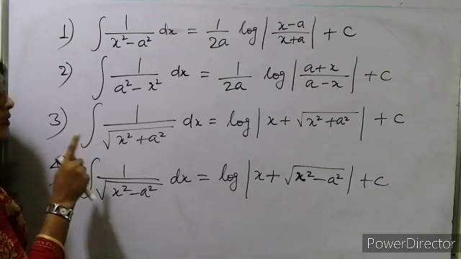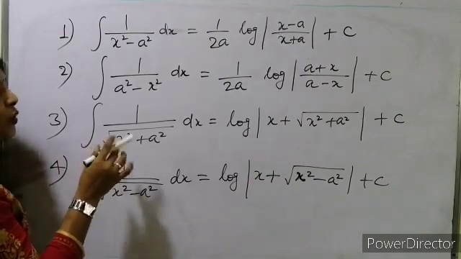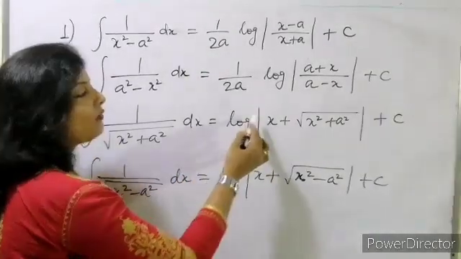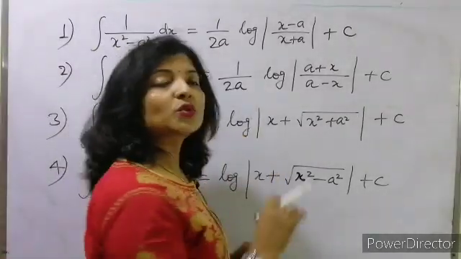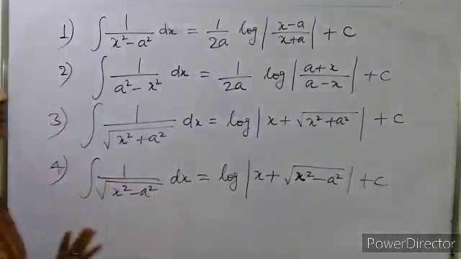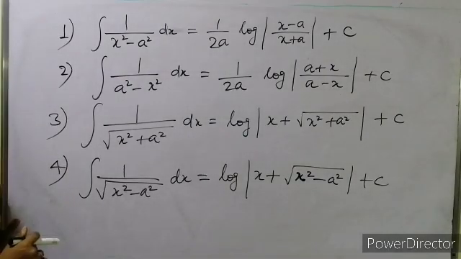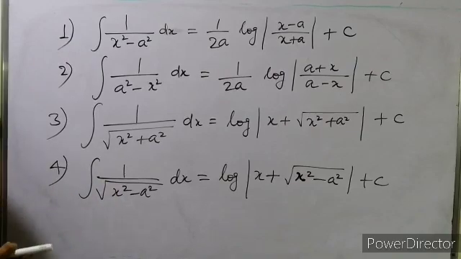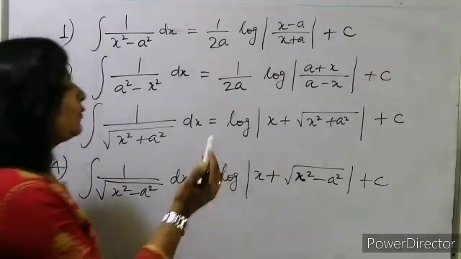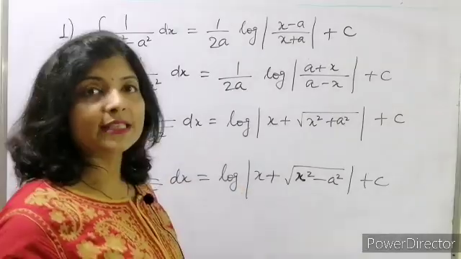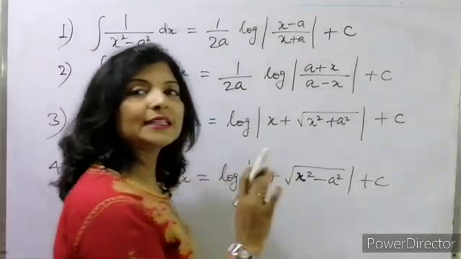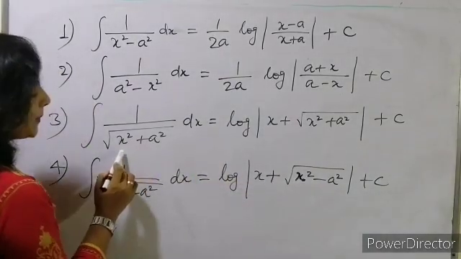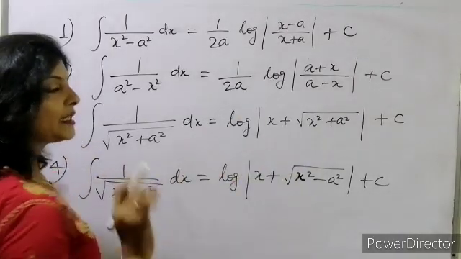The third one: when we have to integrate 1 upon square root of x square plus a square with respect to x, what value are we getting? Log of x plus square root of x square plus a square, plus c, always we have to keep. Now the fourth extended function: if we have to integrate 1 upon square root of x square minus a square with respect to x, what value will we get? We'll get log of x plus square root of x square minus a square. Here it is x square plus a square, so x square plus a square.